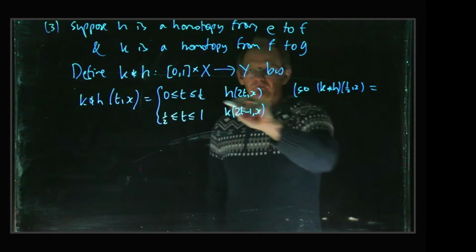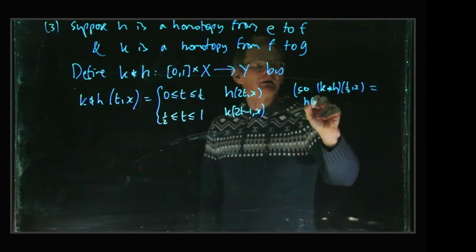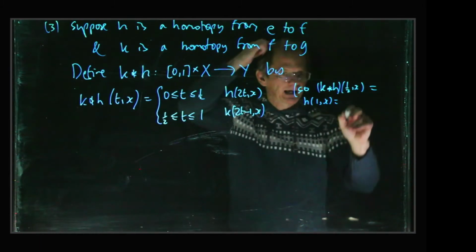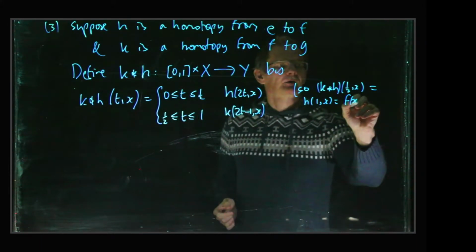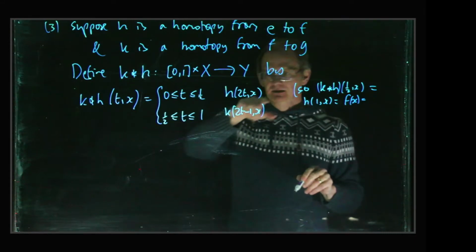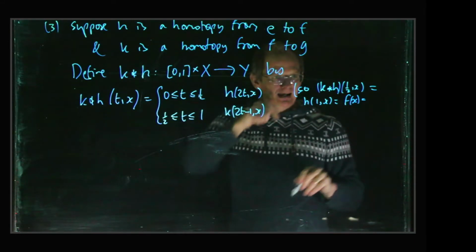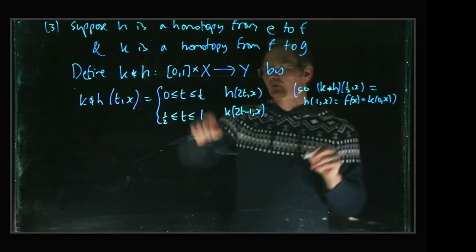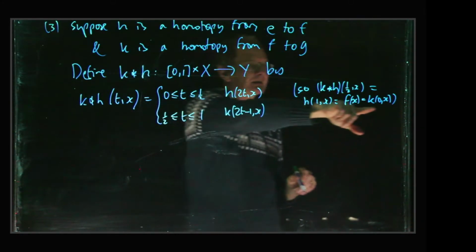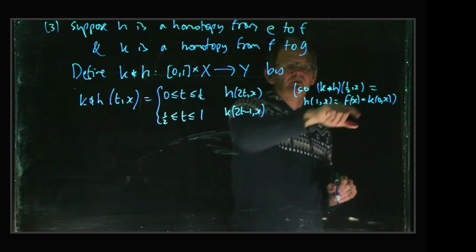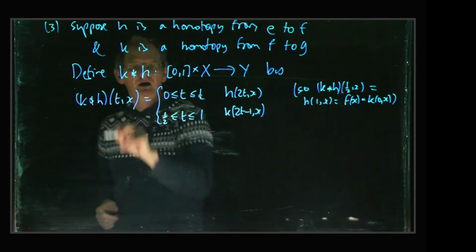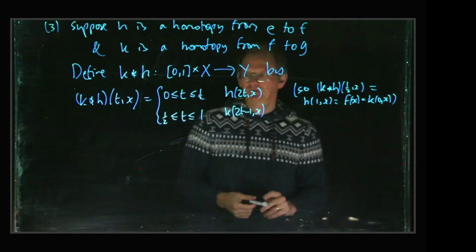The first clause is going to give us h of 1, x, but remember h was a homotopy from e to f, so that's just the same thing as f of x. And the second clause will give us k of 0 comma x, but k was a homotopy from f to g, so k of 0, x is going to be equal to f of x. So both of these clauses give us the same answer when t is a half, so that's a self-consistent definition.